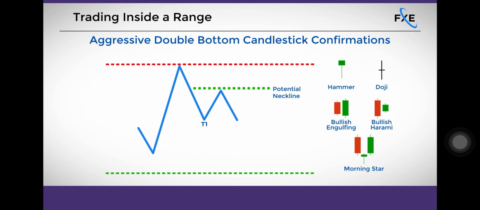The aggressive entry here is trading the general candle pattern rules at the bottom of the second trough, using the first touch of the neckline as your take profit target. Again, it is very important to remember that trading this aggressive method is not trading a double bottom, rather, trading a candle pattern inside what potentially could be a double bottom formation.